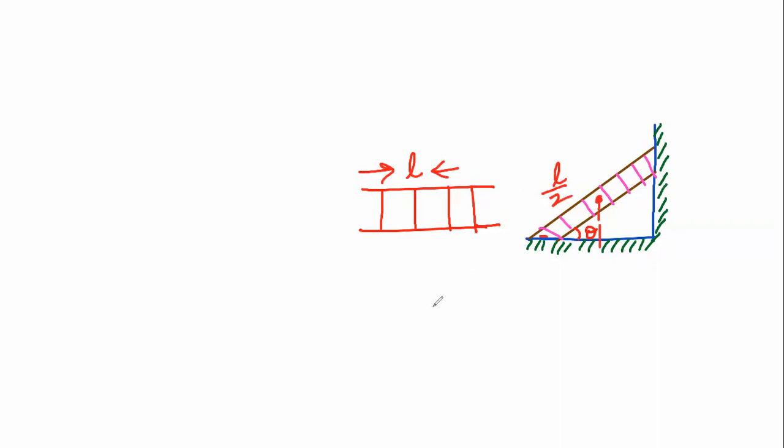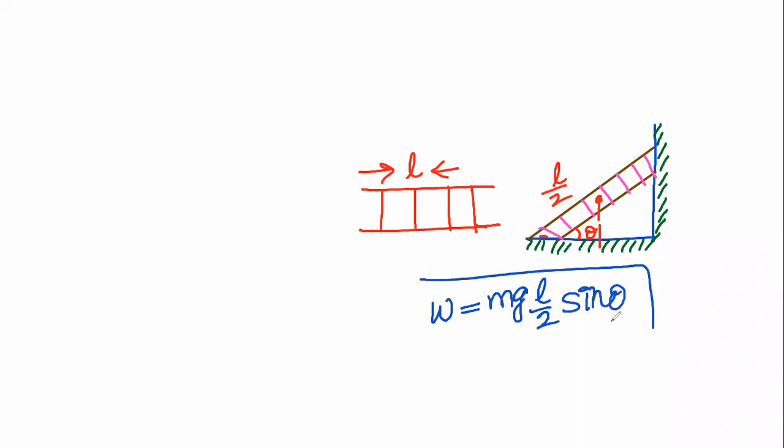Then the work done in holding this ladder against a vertical wall at an angle theta is mgL/2 into sin theta. This is the work done in keeping this ladder against the wall.